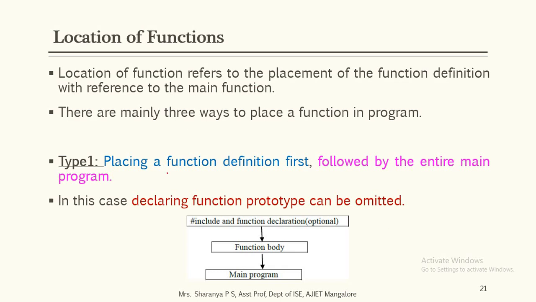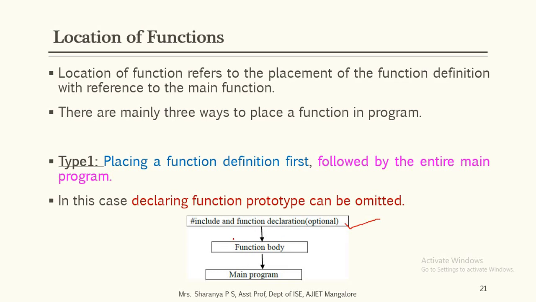First one is placing the function definition at the very first. In the first, we will be writing the function definition followed by the entire main program. We have seen one example previously, cube, which is this kind of type 1. Here in this case, declaring the function prototype can be omitted. It is not mandatory. Here, function declaration is not a mandatory step, we can omit it.